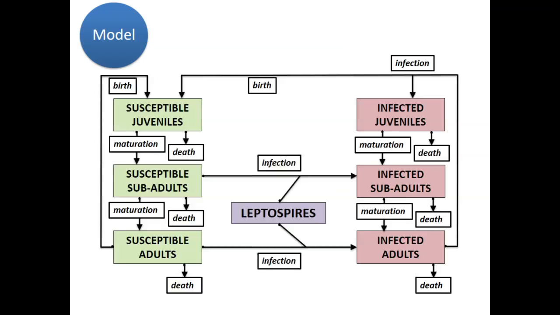Additionally, subadults and adults can be infected via environmental transmission, so picking up leptospires from the environment, or by some kind of direct transmission. This could be biting or fighting or any kind of direct contact. And once these animals are infected, they begin shedding leptospires at a constant rate into a state of leptospires, which we track, and the leptospires in this state can then die. This model's been parameterized using field data, which was collected from the slum site you saw the photo of in the beginning. But we've extended this model to include our two different types of control.